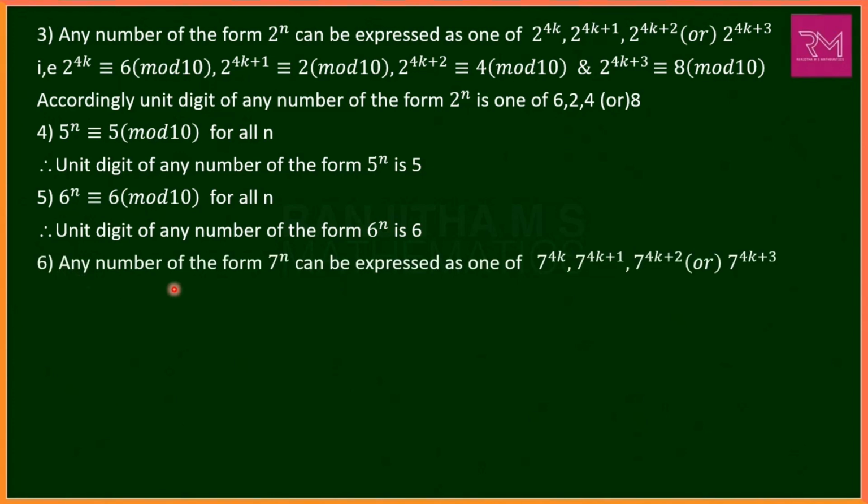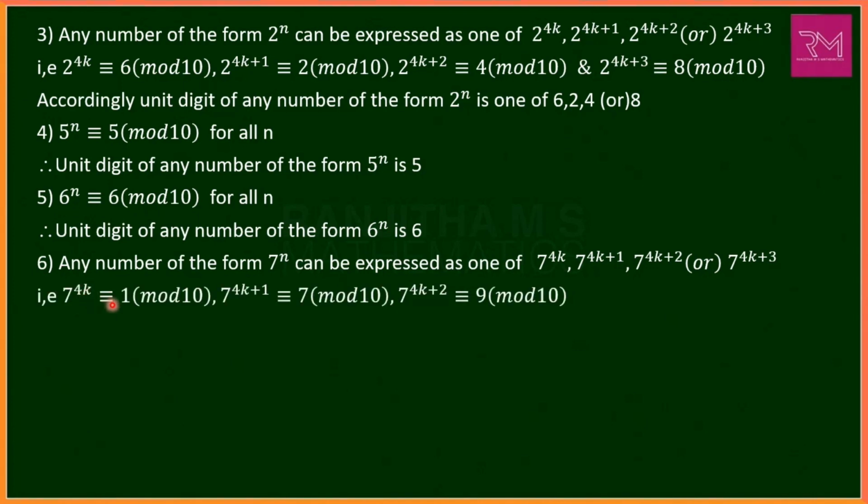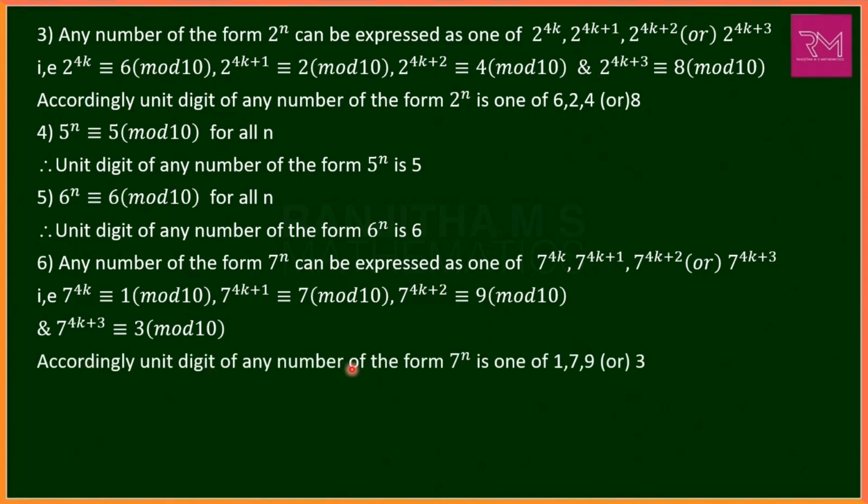In a similar way, any number of the form 7^n can be expressed in one of these forms, that is 7^4k, 7^(4k+1), 7^(4k+2) or 7^(4k+3). In the congruence method, 7^4k is congruent to 1 mod 10, 7^(4k+1) is congruent to 7 mod 10, 7^(4k+2) is congruent to 9 mod 10, and 7^(4k+3) is congruent to 3 modulo 10. Here we substitute k values and check the congruency. Therefore, we can conclude that the unit digit of any number of the form 7^n is one of 1, 7, 9 or 3. This is about any number of the form 7^n.